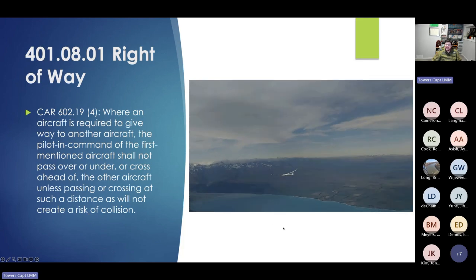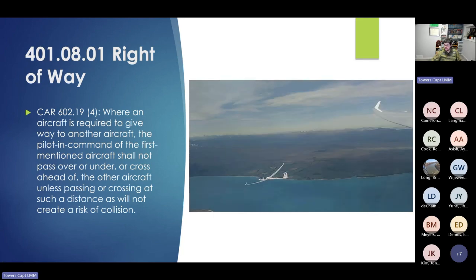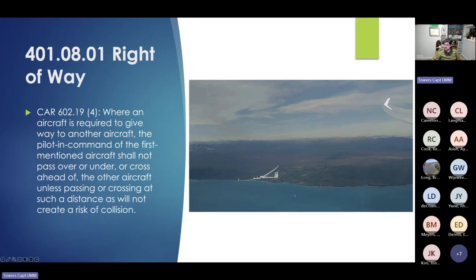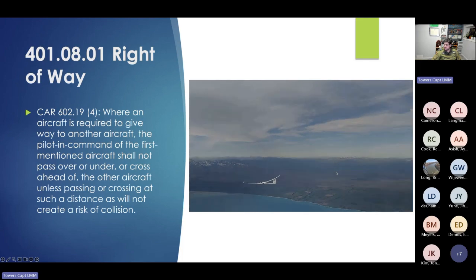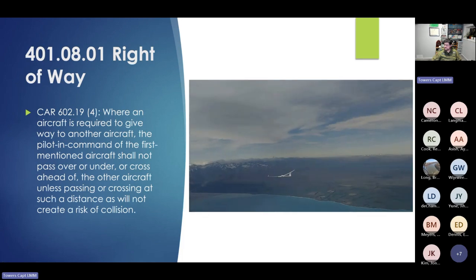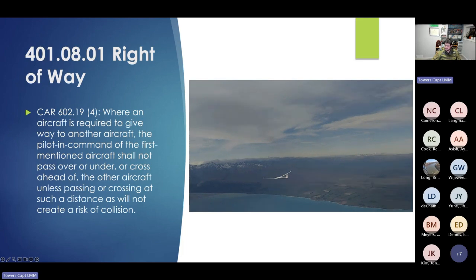So normally the action that you take to get out of the way of another aircraft is you're going to alter your heading to the right. However, in this case, as you're approaching this glider, do you think it would be a good idea for me to turn right to get out of their way? No, it wouldn't be a good idea. And any thoughts as to why it would be a bad idea to turn right, to follow that standard rule of turning to the right to avoid them?